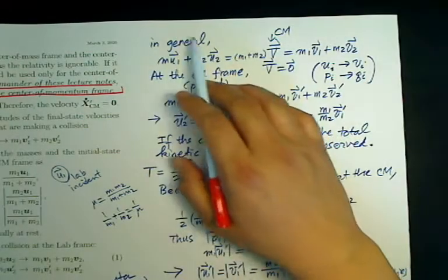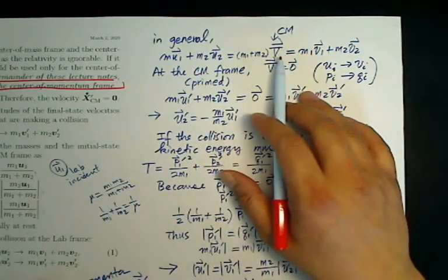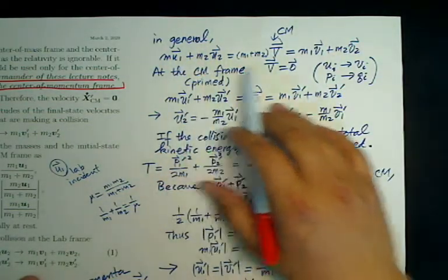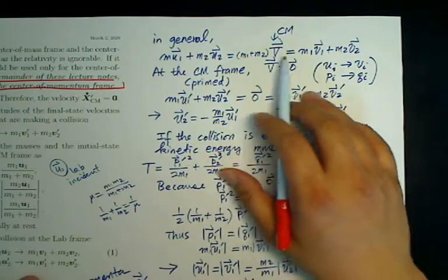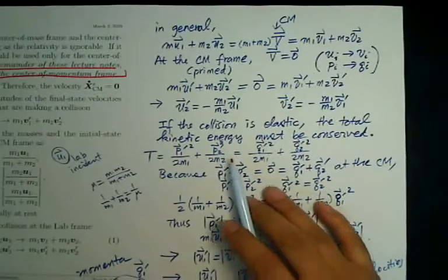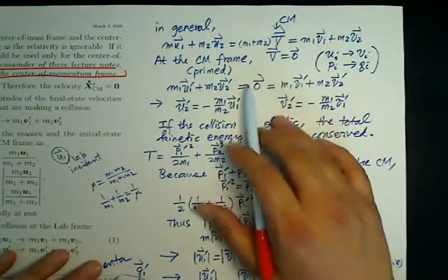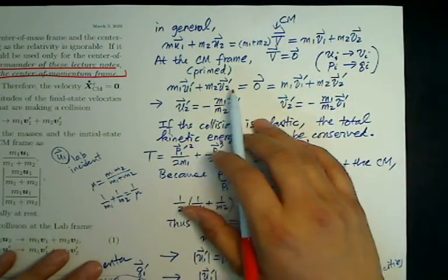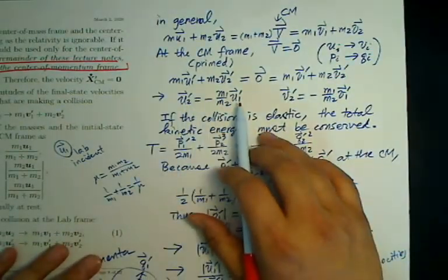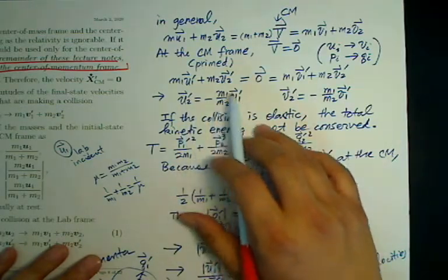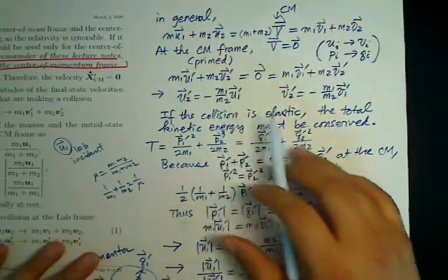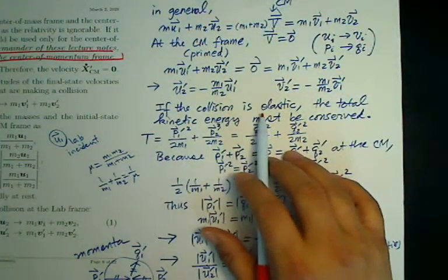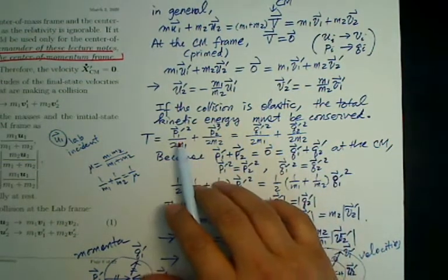So in general, total linear momentum must be conserved before and after collision. At the CM frame, this capital V vanishes. So in this case, we use the primed variable, and because the sum is 0, U2 and U1 are opposite, and the length is inverse of the mass ratio. If the collision is elastic, energy must be conserved.